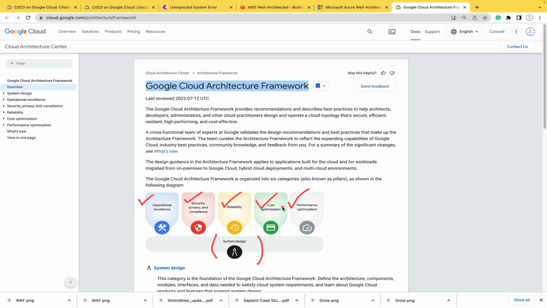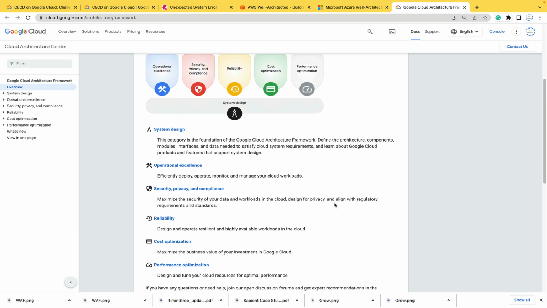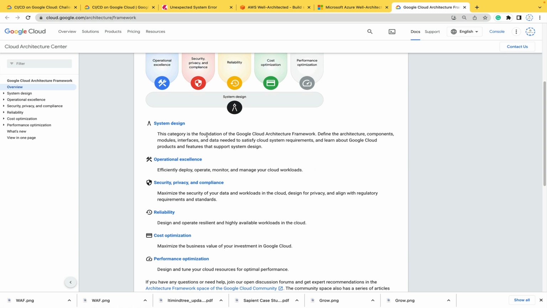So these are the six key areas which you have to keep an eye on whenever you are going to provide any guidance and solution. That is already mentioned here. Also you can go through the detailed system design, operational excellence, security, privacy and reliability, cost optimization, performance optimization. You just keep in mind whenever you are going to provide any architecture solution in cloud, these are the areas which you have to follow. So let me review system design a little bit.